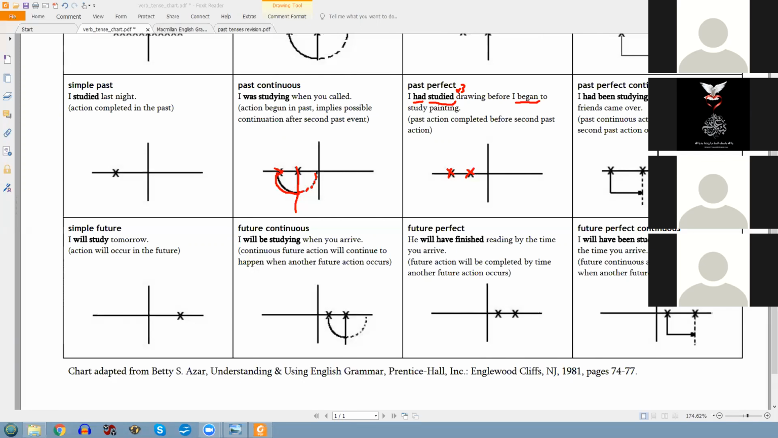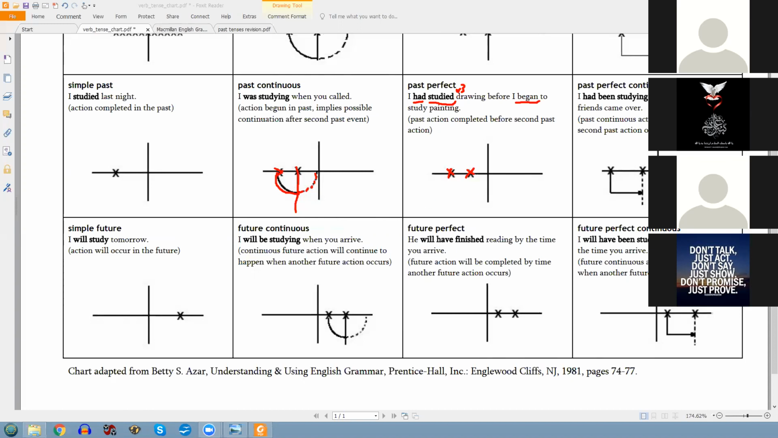Do you want an example? Well, I had graduated from university before I left the country. So the two actions are finished, it's already finished, they're both done. But for the past perfect, we don't know the exact time? Well, we want to know which event finished first. That's what it's basically for.